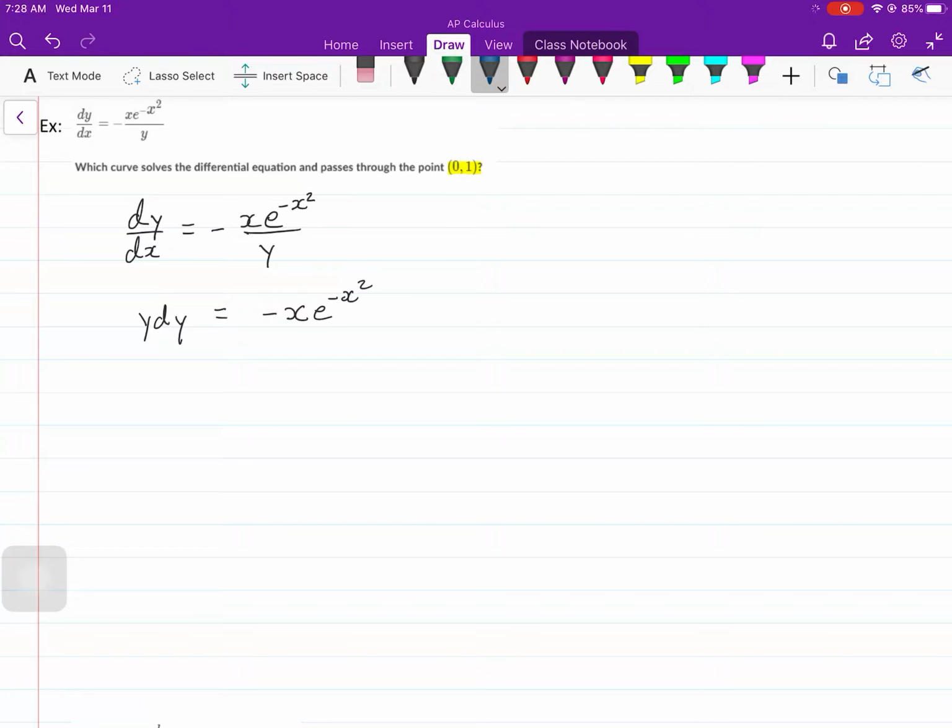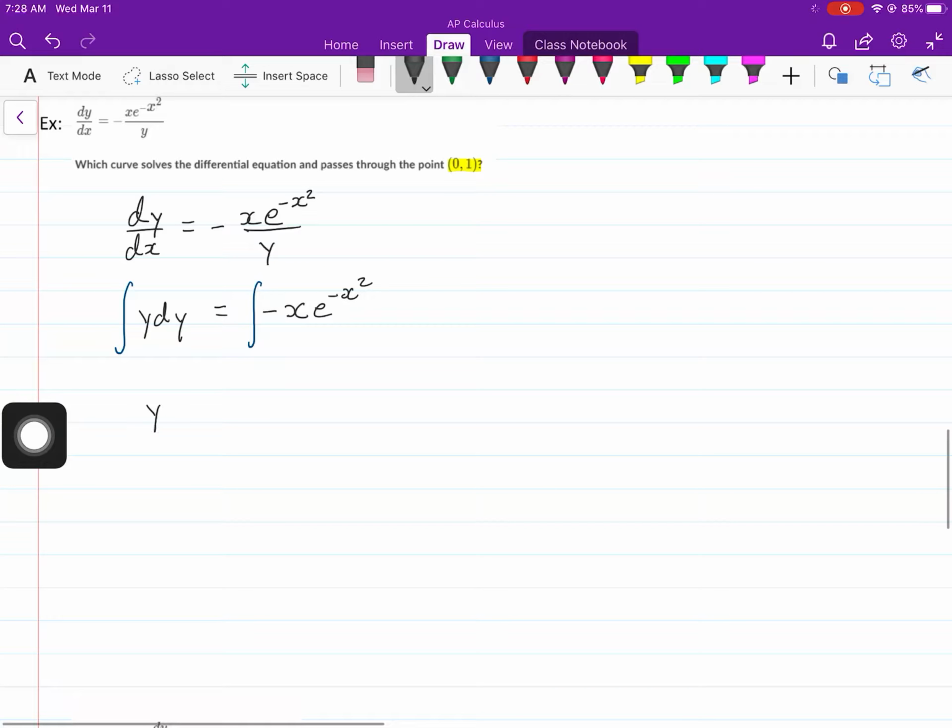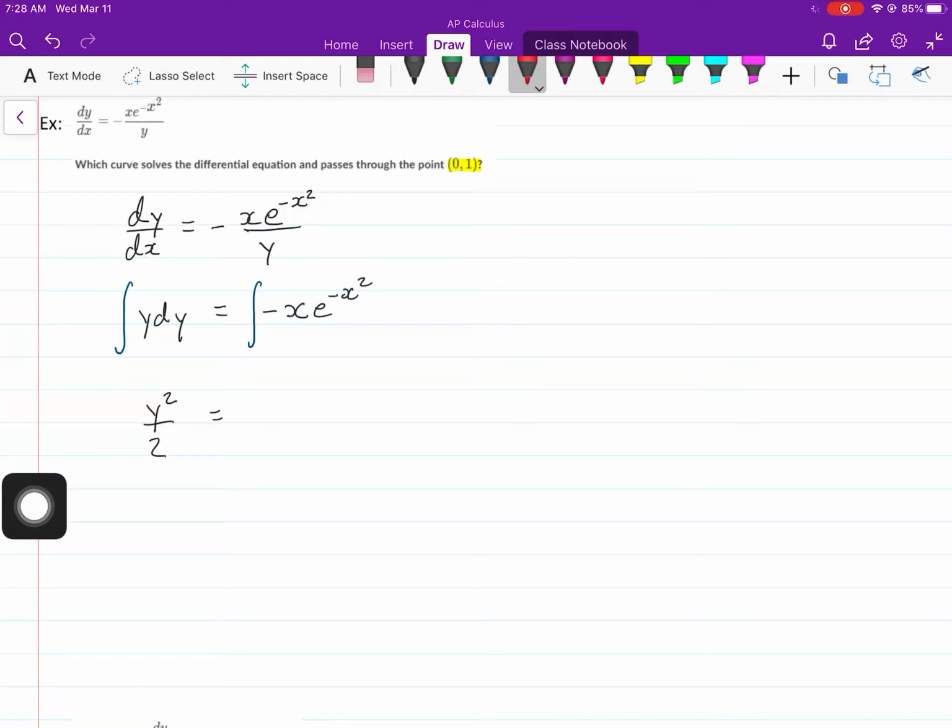And we're going to go ahead and integrate both sides. So the integral of y, just real simple, is going to be y squared over 2 equals, over here we're going to have to use some u substitution. So this is going to be a bunch of fun. So let's let u equal negative x squared, the exponent. So du is negative 2x dx. And then we'll divide the negative 2x to the other side.